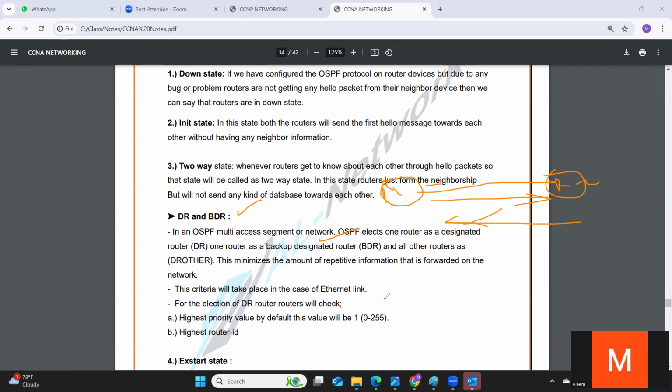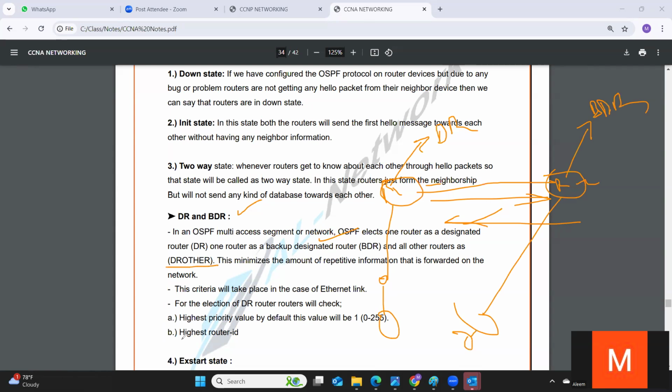First of all, in an OSPF topology, one is a DR router and another is a BDR router. You can assume this one is the DR router and another one is the BDR router. Apart from that, if we have multiple routers also, those are the DR other routers.